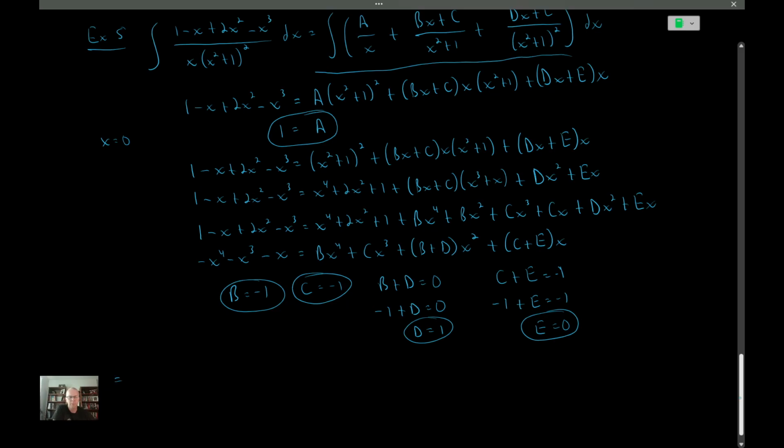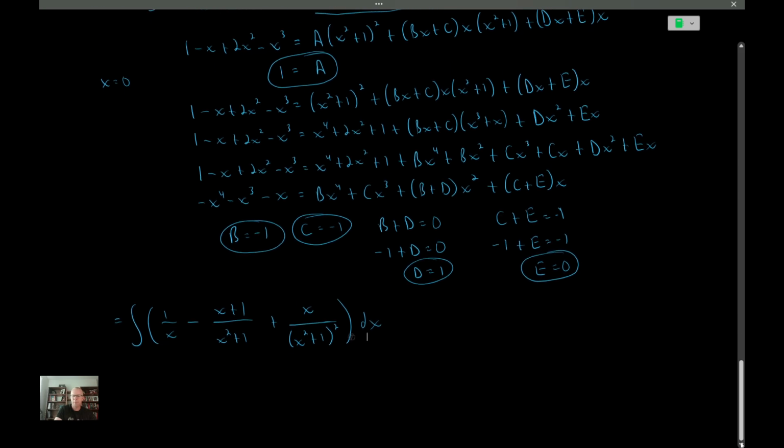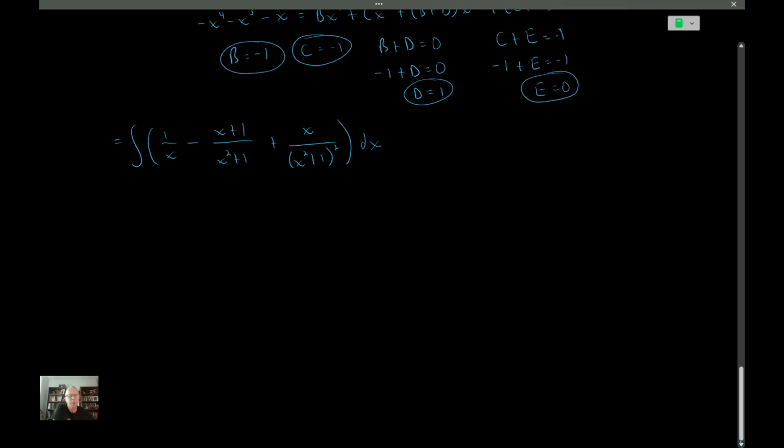So we have the integral. A is 1, so that's 1 over x. B is -1. C is -1. So we'll factor out that negative, and we have x plus 1 over x squared plus 1. D is 1 and E is 0, so that's just going to be an x there. So plus x over x squared plus 1 squared dx. All right, now we should be able to integrate this pretty well.